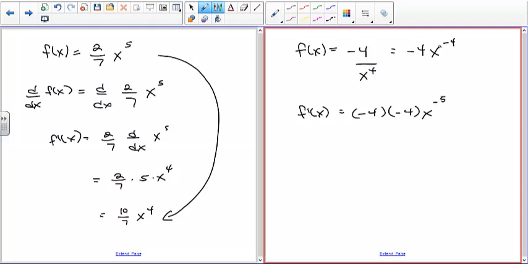A lot of times people will go the wrong direction here. They'll take 4 minus 1, which is 3. But here it's -4 minus 1, which is -5. Okay, so you do two things. You clean up the constants. In this case, -4 times -4 is positive 16. And you move this to the denominator, so it becomes positive. So that's f prime of x.